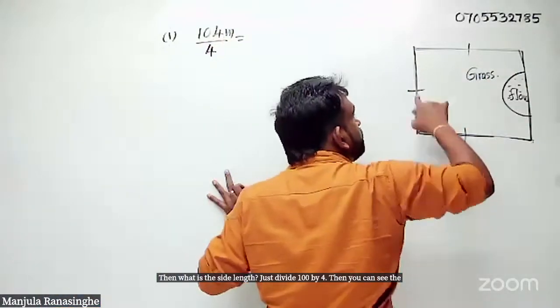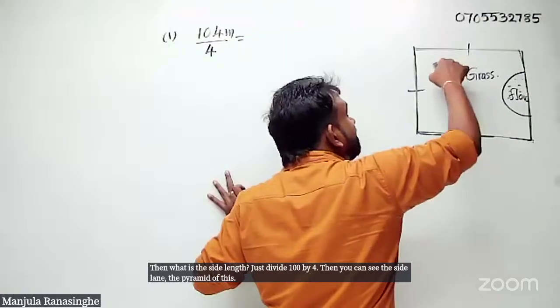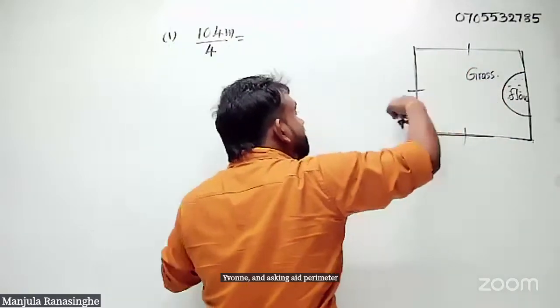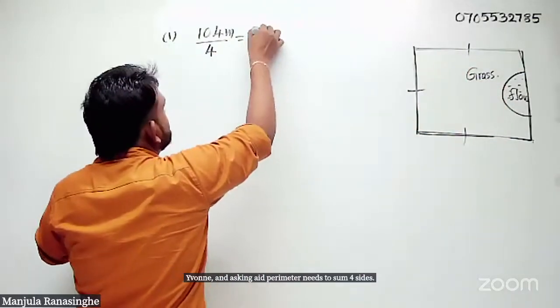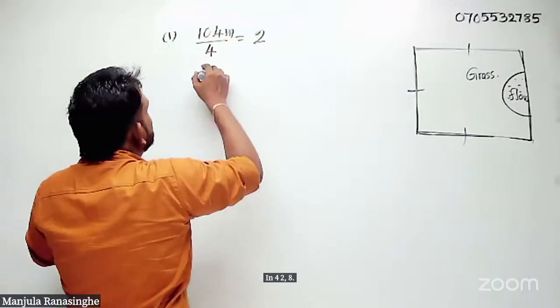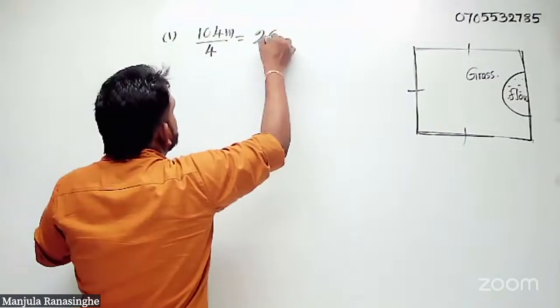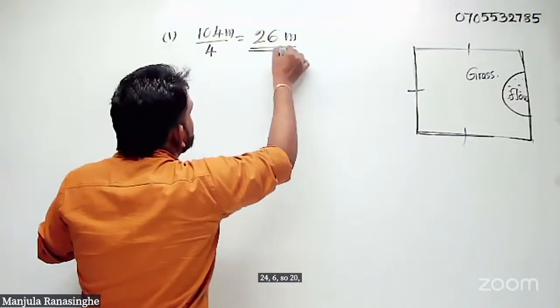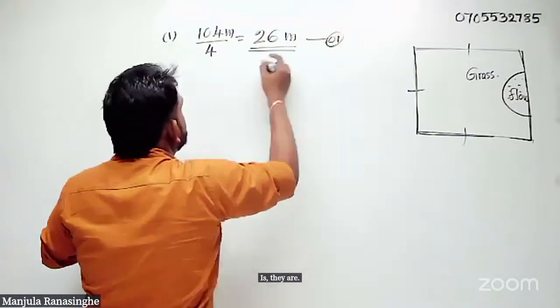The perimeter is given and they are asking the side length. Perimeter means the sum of 4 sides. Just divide by 4 sides. 104 divided by 4 is 26. So 26 meters is the side length, that is 1 mark.